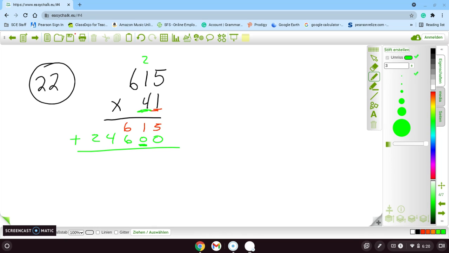I'm going to add them together. 5 and 0, 1 and 0, 6 and 6 is 12. Regroup my 1. 1 and 4 is 5 and 2. So I get 25,215.